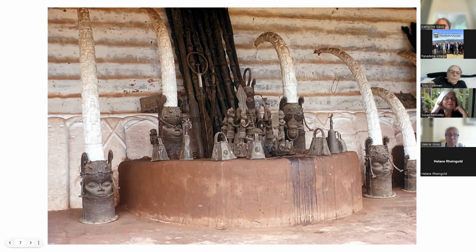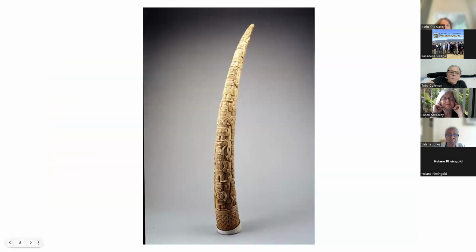Let's take a look at one of the ivory tusks. Beautiful. My goodness. These are so impressive in person, seven feet high. Let me tell you a little bit about it. The Oba is at the top. We have a carving of the former chief.